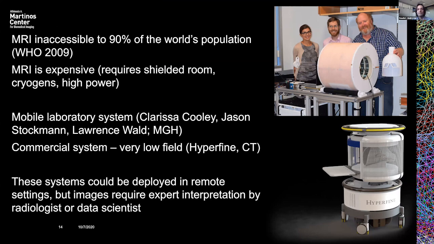Because MRI is expensive, requires a heavy shielded room, cryogens, liquid helium, high electric power. So various labs, including MGH's lab under Larry Wald, have developed mobile MRI scanners, like the one shown on the top right. Clarissa Cooley built this system. There's also a commercial system now with a very low field, 50 milliteslas, so very safe. It can be wheeled around and plugged into a regular power outlet, shown in the bottom right. These are very promising systems for remote locations.